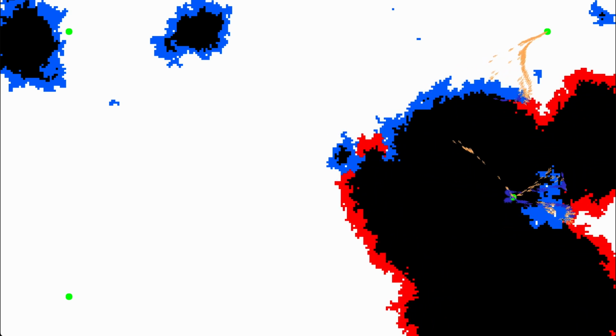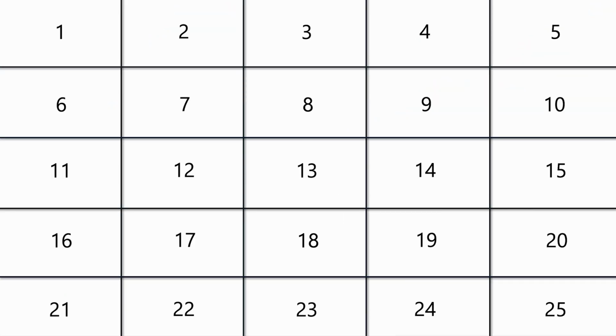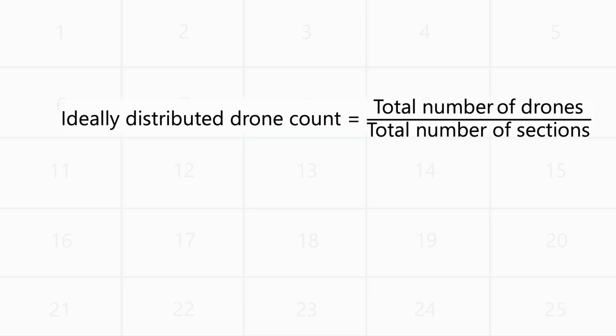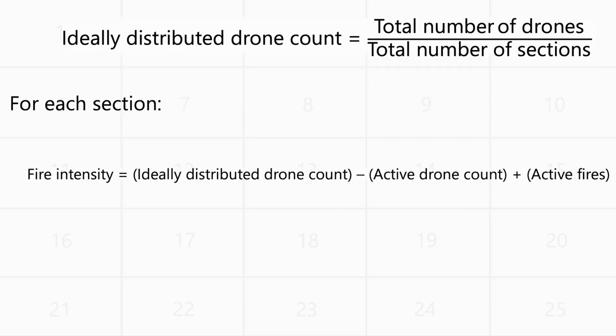There's several ways to achieve this. I've done it by splitting the map into a core set of sections, and I calculate the ideal drone count, which is the amount of drones per section if the drones were equally divided. I then calculate a fire intensity parameter, which is the ideal drone count minus the number of active drones already there, plus the number of active fires.